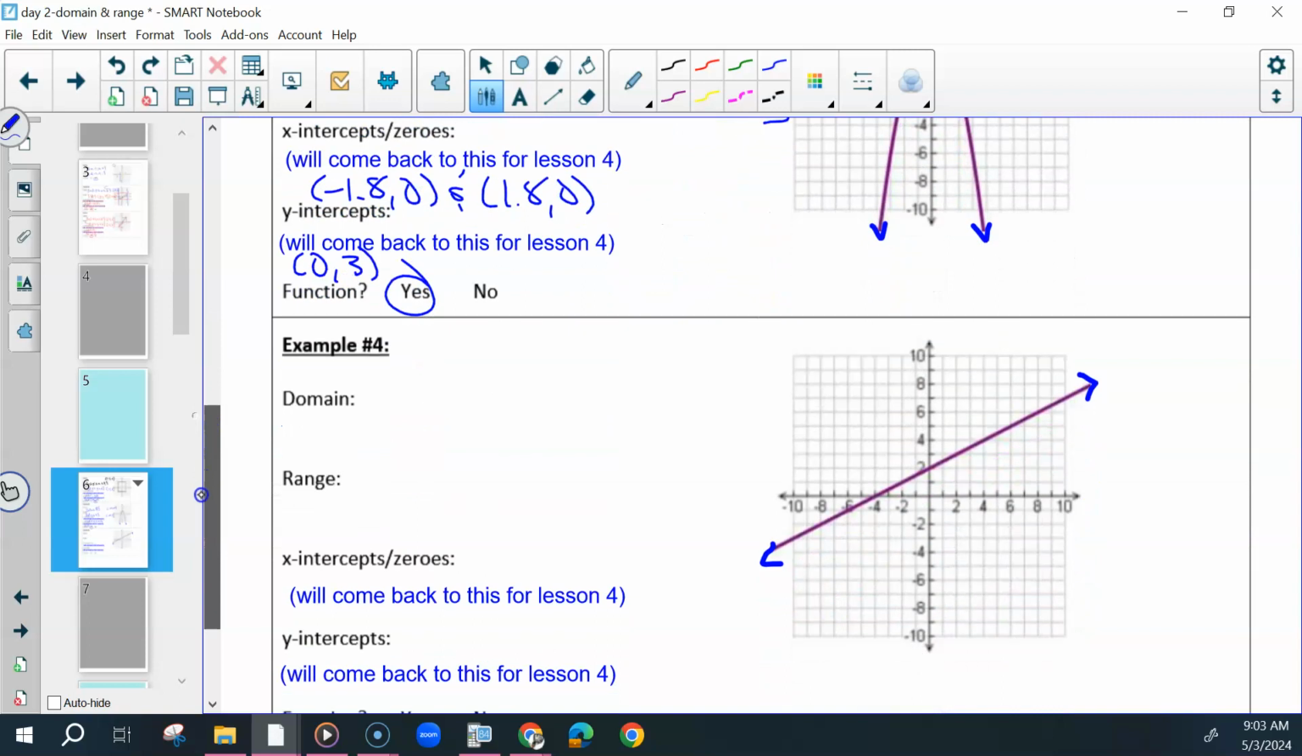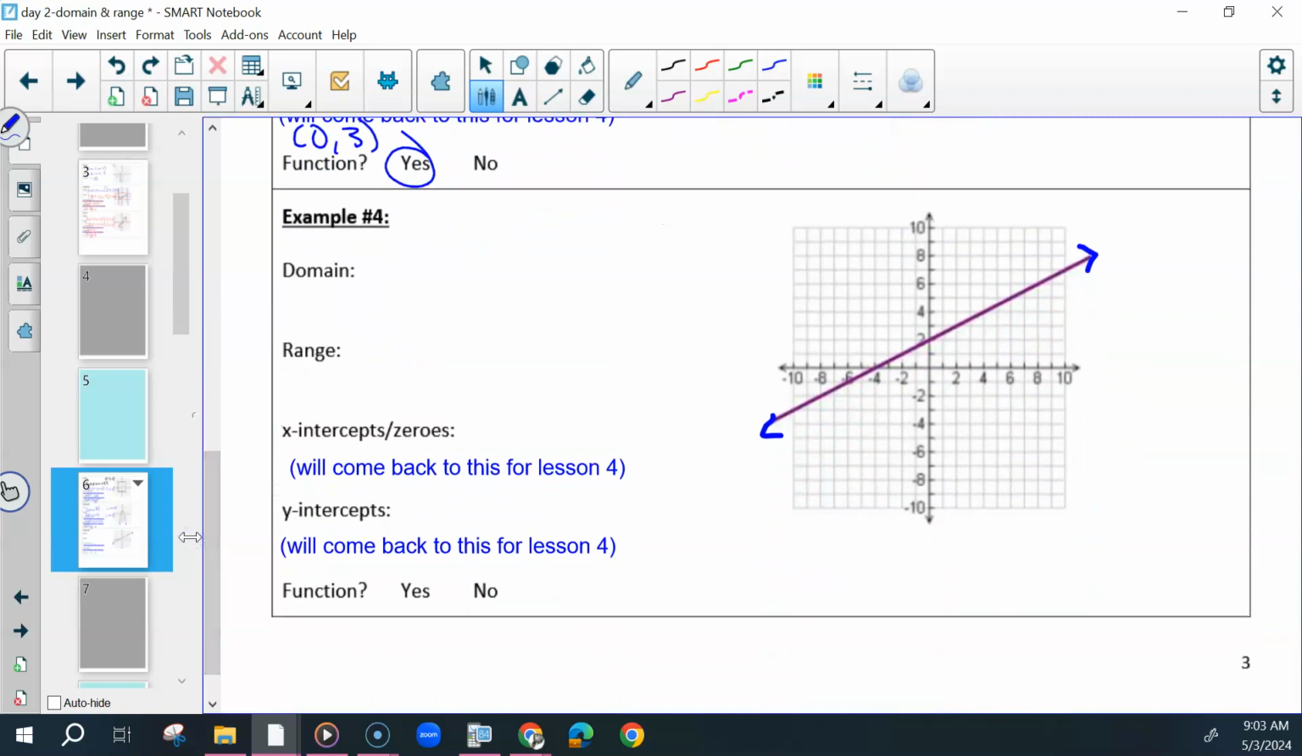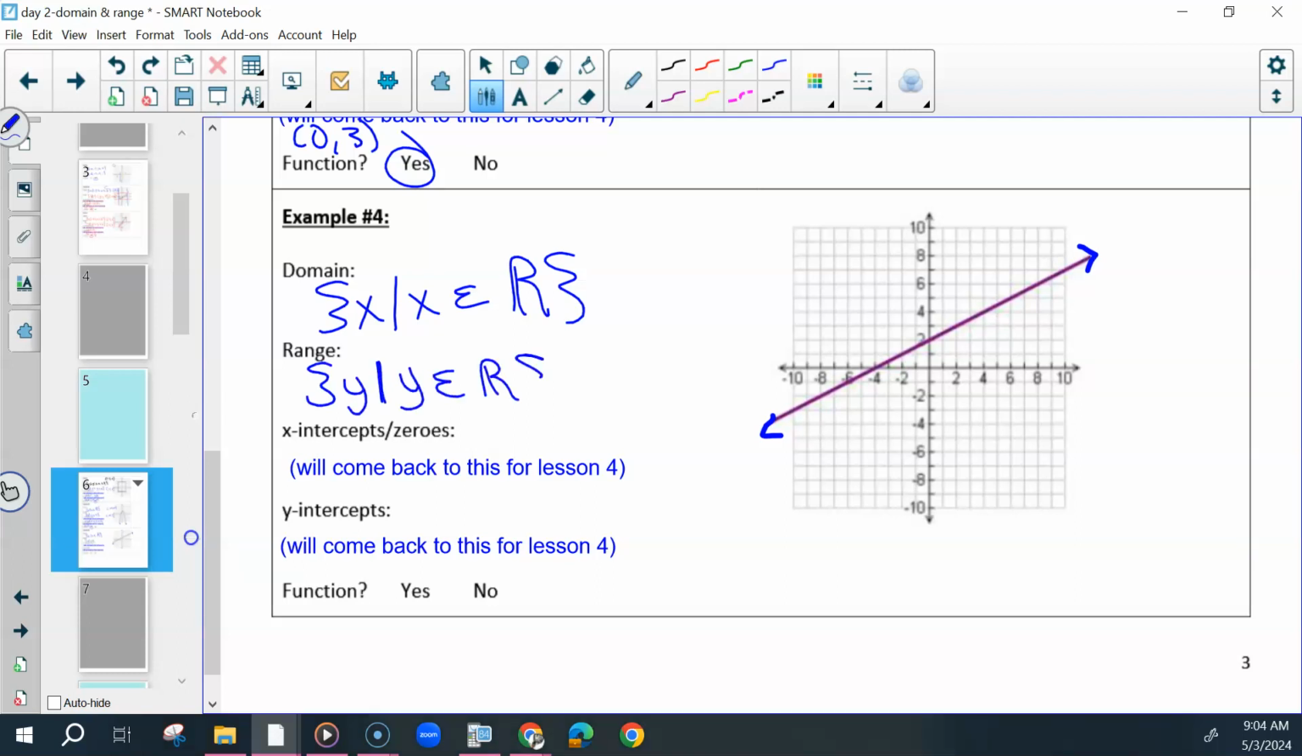Let's try example 4. What would that domain be? Curly bracket, x such that x is an element of the double R, curly bracket. All real numbers, because it keeps going left and right. What about the range? Like a line. Curly bracket, y, element of all real numbers, curly bracket. Because that would keep going down and up.